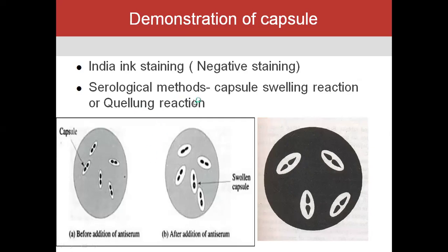Next, serological methods such as the capsule swelling reaction or Quellung reaction. Here a suspension of capsulated bacterium is mixed with anti-capsular serum. This is before addition of antiserum, and this is after addition of antiserum. The capsulated bacterium is mixed with a specific anti-capsular serum and examined under the microscope. Under the microscope, we can see the capsules are swollen, due to the increase in their refractivity. This phenomenon is called capsule swelling or Quellung reaction.